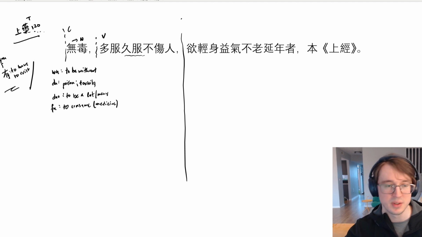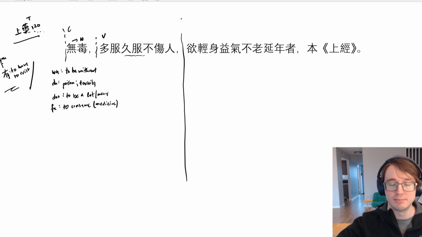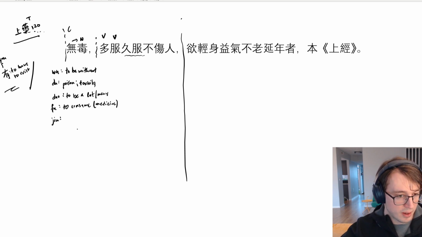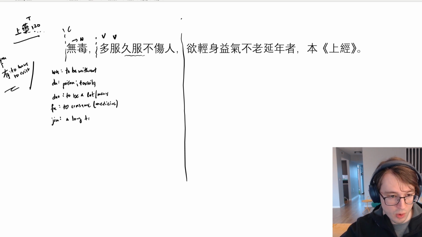It's still the general verb for taking medicine. Sometimes they say 吃, which means to eat, but 服 is the more standard professional term as opposed to eat. But this is a verb, to consume. Then we have 久. The next one is a long time as a noun, or it can also be a verb for a long time. Then we have fu again, which is just here. So we have that again, right there.